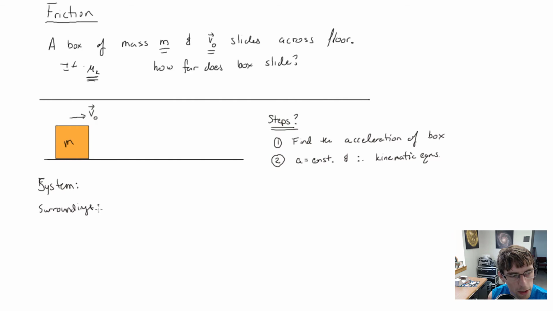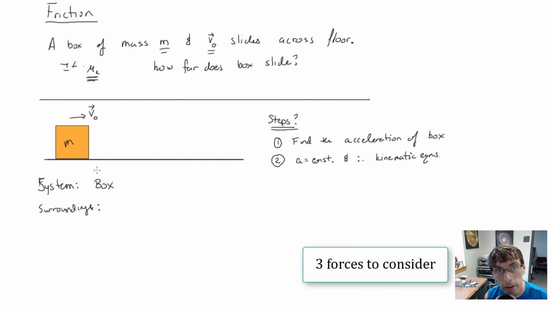So go ahead, take a minute. Hopefully you got it. System is still the box. That would probably be the best choice of the system here. And the surroundings, we have to be careful. You might actually say, okay, well, how many things in the surroundings? We actually have 3 things we need to worry about here.